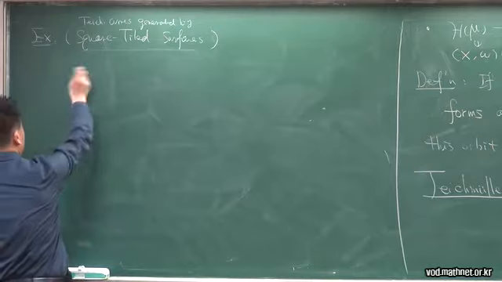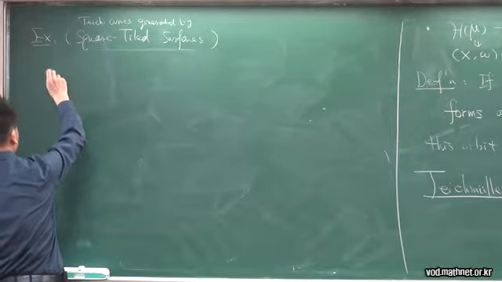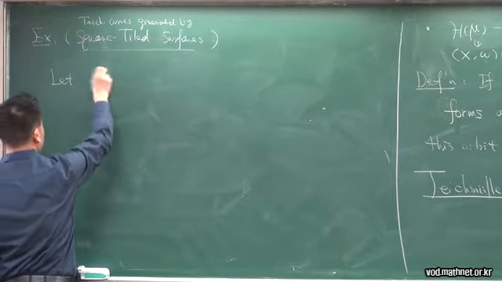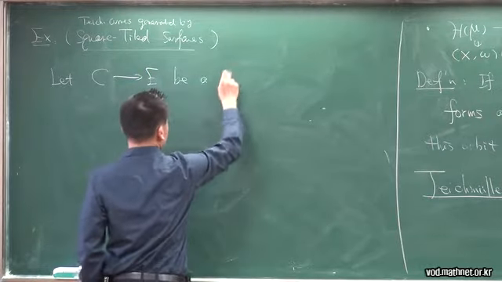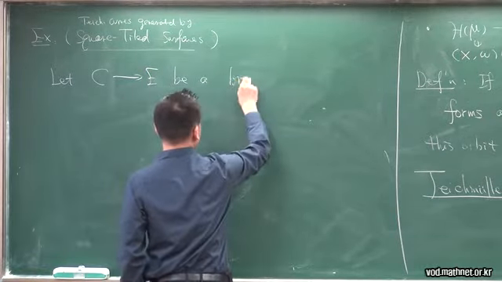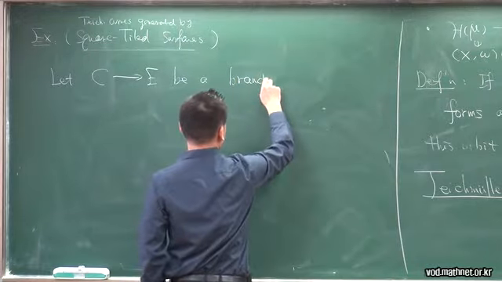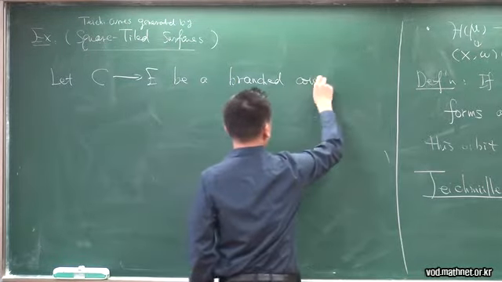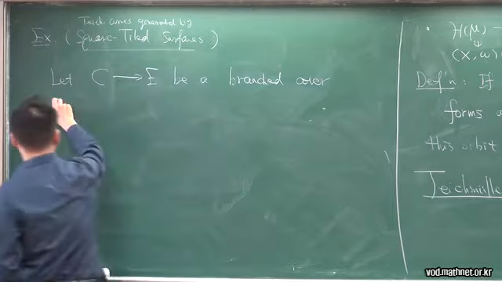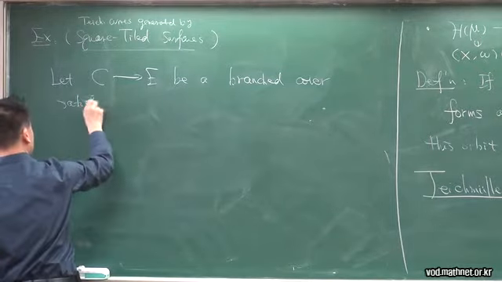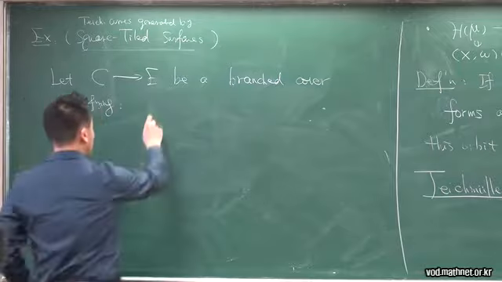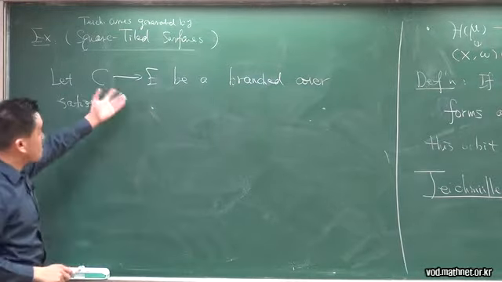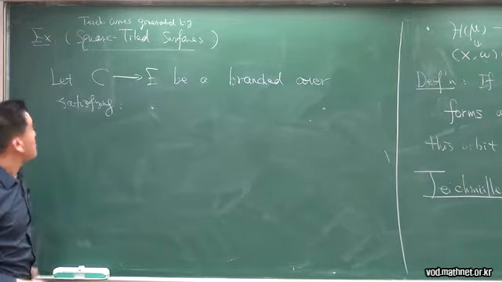Well, so let's do the following setting. Let C to E be a branch cover of the following type, satisfying several conditions. So this is a branch cover between two Riemann surfaces.